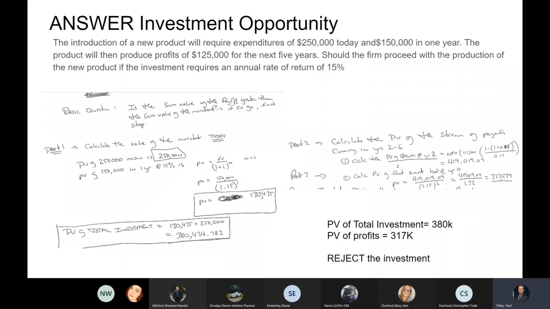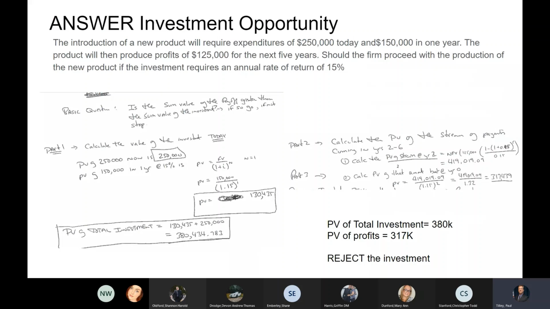So essentially, this requires some calculation here. First of all, from the point of view of what I call part 1, which is how much money we put into it, we calculate the value of the investment. So we put $250,000 in right now. So the present value of $250,000 now is $250,000.